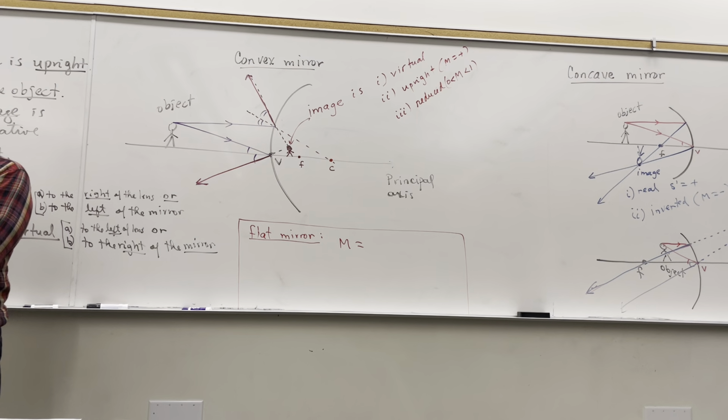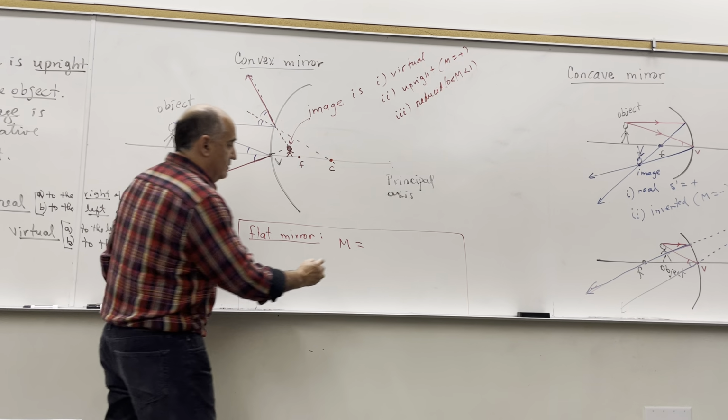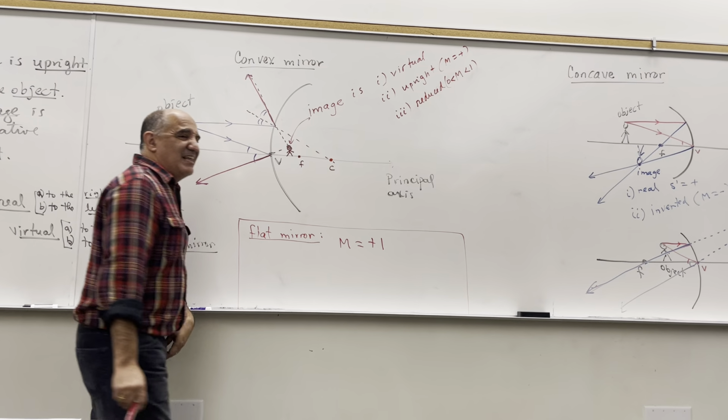Positive, negative or positive? Remember what the positive and the negative means. Positive one is the image that you see of yourself, upright or inverted relative to you. So it's positive. And what's the size of the image relative to your size? The same, actually. So it's +1. So the magnification is +1 for a flat mirror.